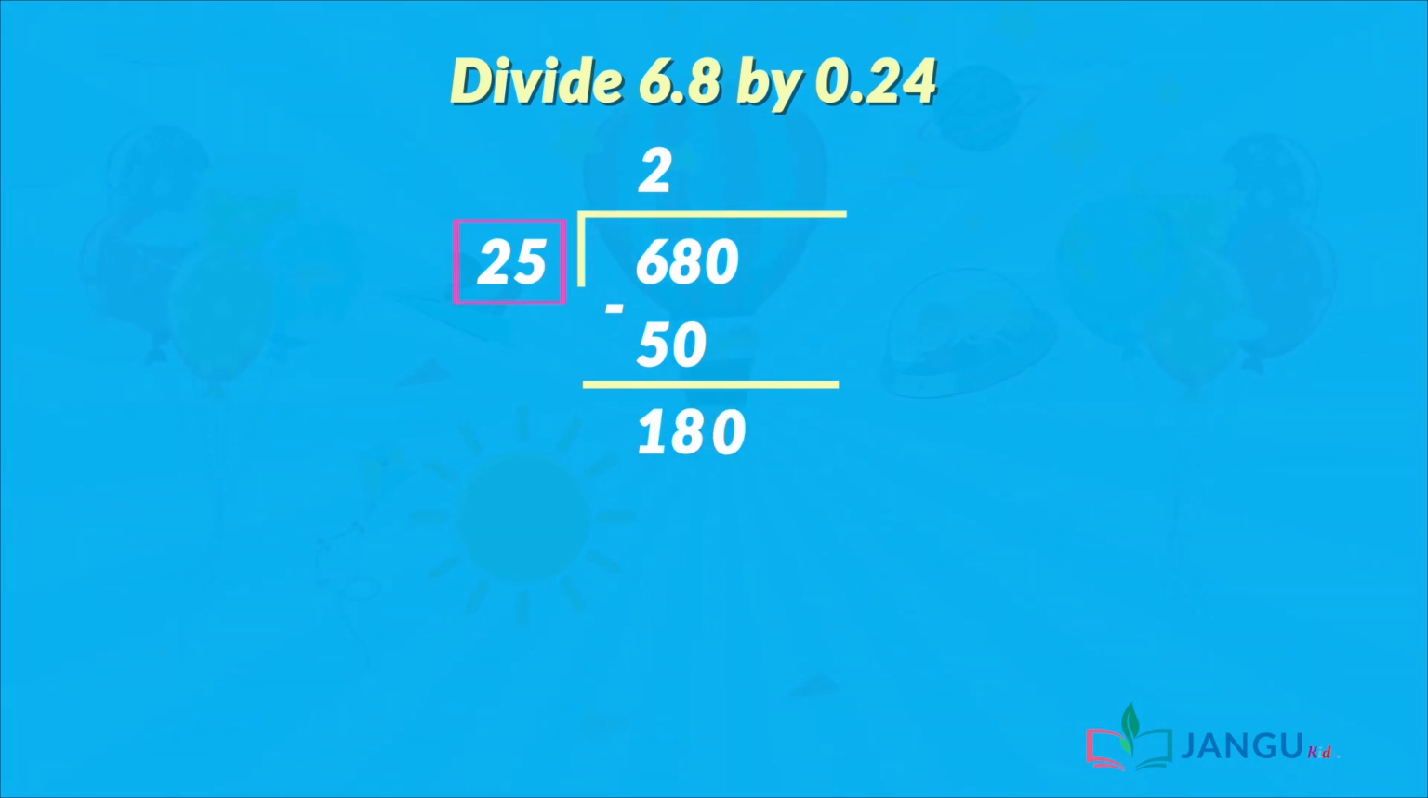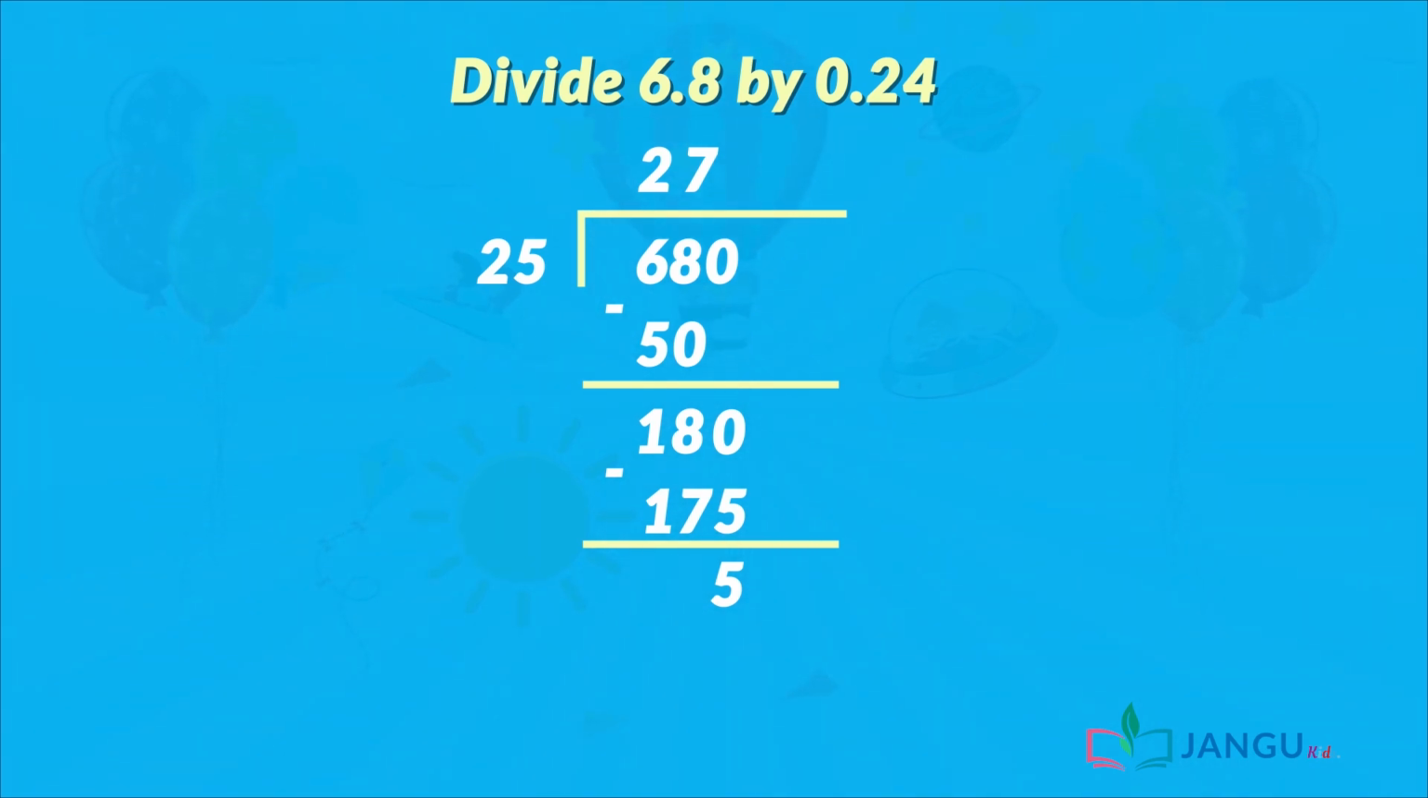Bring down the 0 from 680, it equals 180. So how many 25s can we have in 180? That equals 7, remainder 5. Multiply 7 by 25, that is 175. Then we take that 175 and we subtract it from 180. That gives us 5.